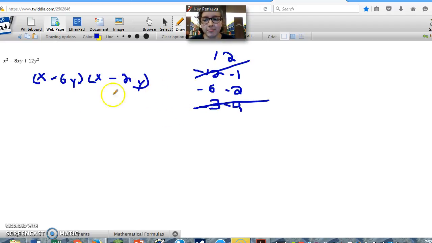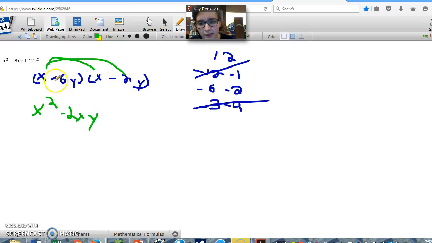And now let's check to see if we are right. What I'm going to do is FOIL. So x times x is x squared. x times negative 2y is negative 2xy. Negative 6y times an x is negative 6xy. And negative 6 times a negative 2y is a positive 12y squared.